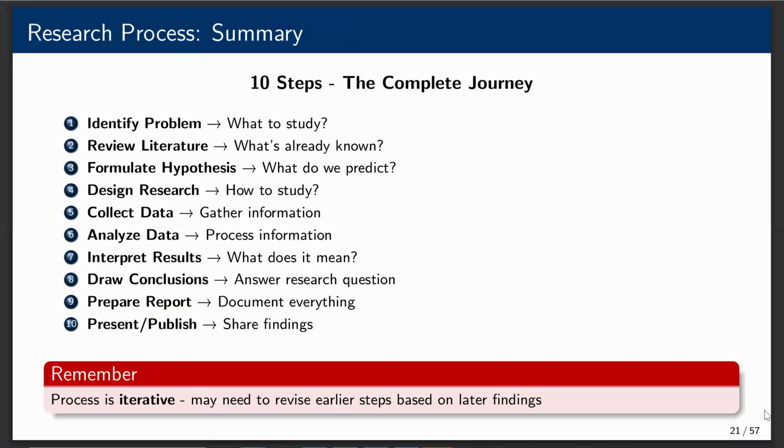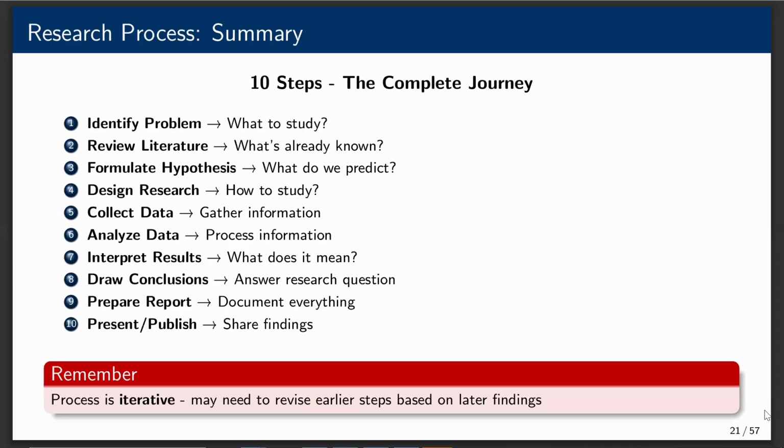Now, as already we have remembered, the research process involves 10 steps. So to identify the problem means what to study, to review literature, what is already known, to formulate hypothesis, what do we predict, to design research, how to study, collect data means gathering information, and to analyze data, that is to process information, then interpret results, what does it mean, draw conclusion, to answer research questions, prepare report, document everything, present or publish. You have to share the findings.